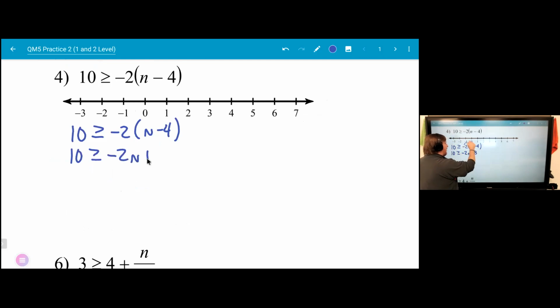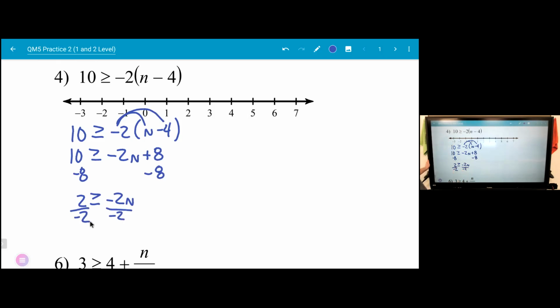I distribute the negative 2 times n, negative 2 times negative 4. Well, if I'm solving for n, I'm going to subtract 8 from both sides of the inequality. I have 2 is greater than or equal to negative 2n. And to solve for n, I need to divide both sides by negative 2. Now, this is negative 1, and this is n.